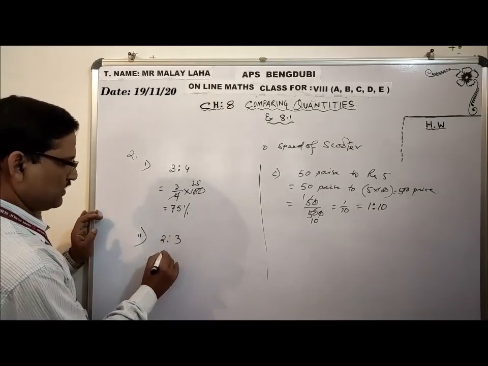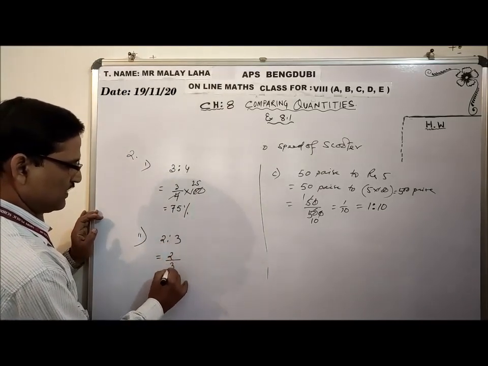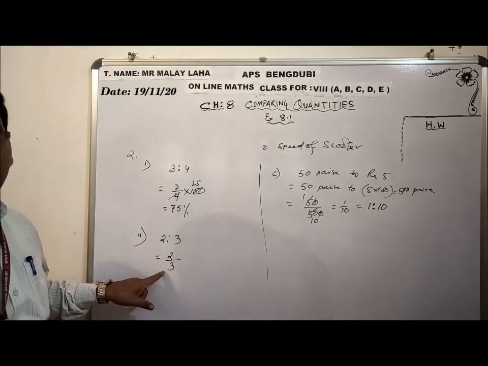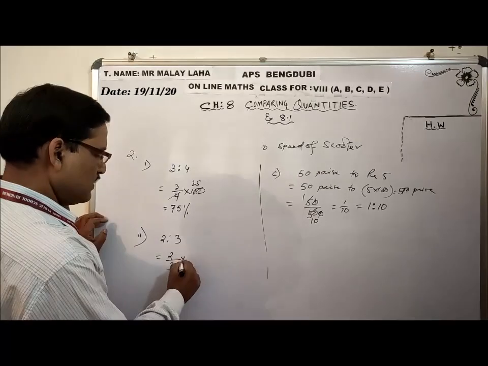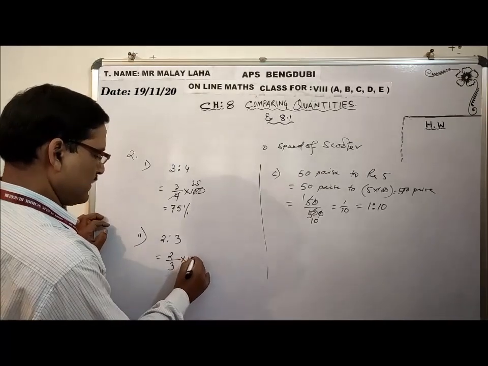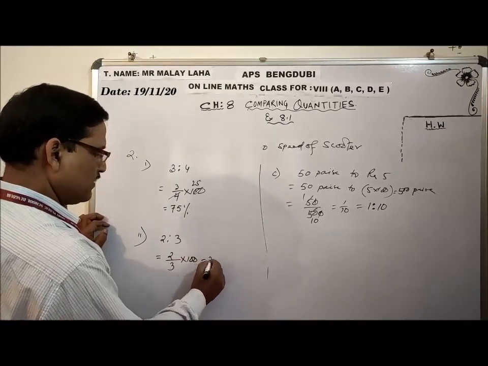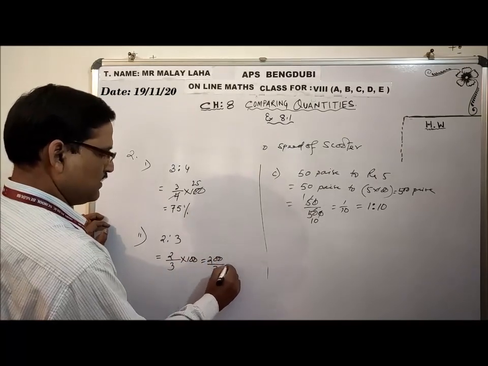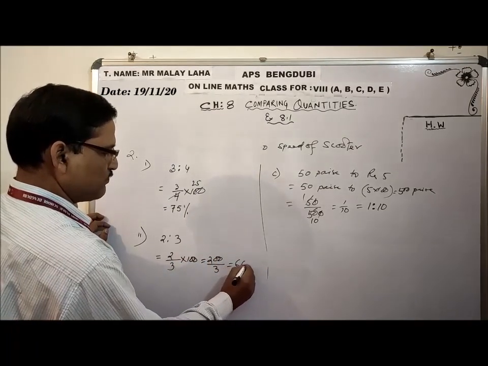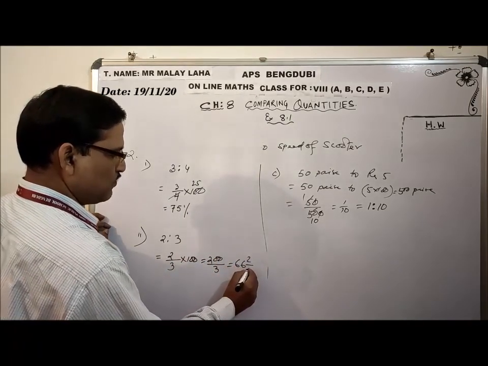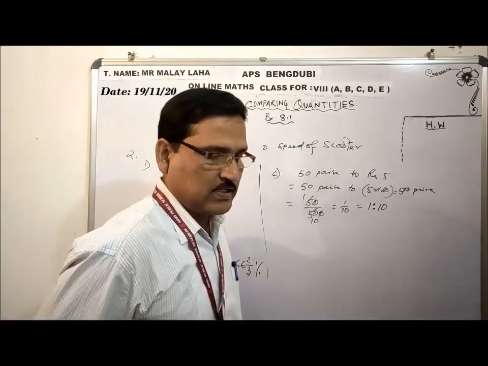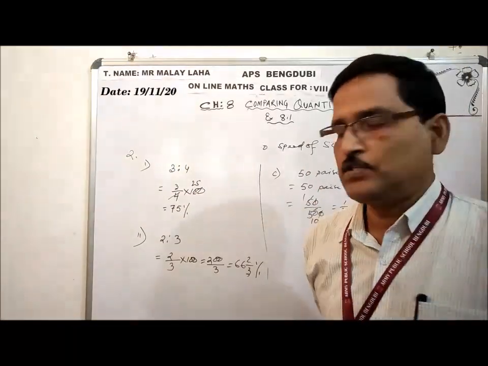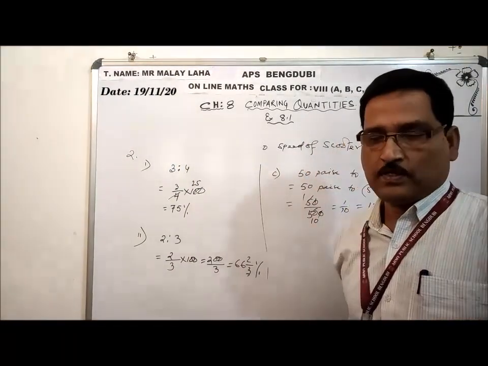2 is to 3, so 2 upon 3. I cannot convert 3 into 100. Here is a problem. So that's why you multiply it by 100. It will be 200 by 3, that equals 66 2 by 3%. Understood? This way you will proceed. Clear?